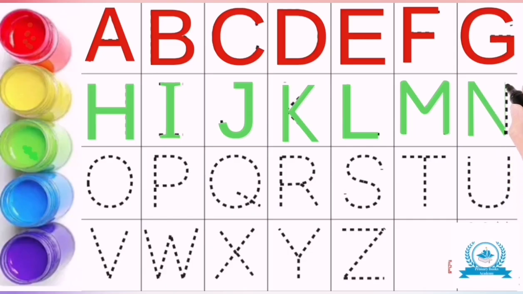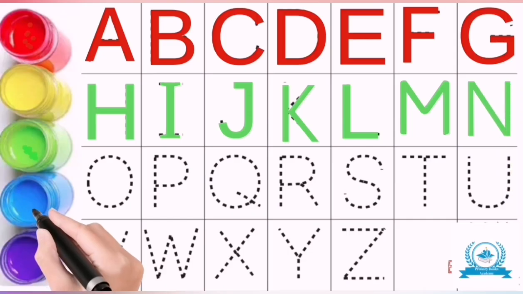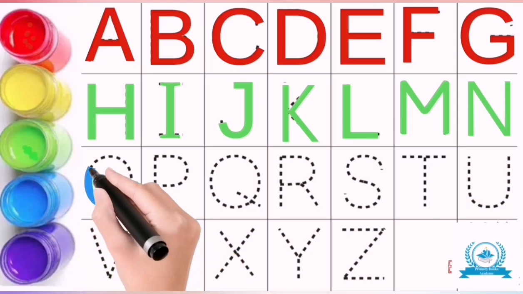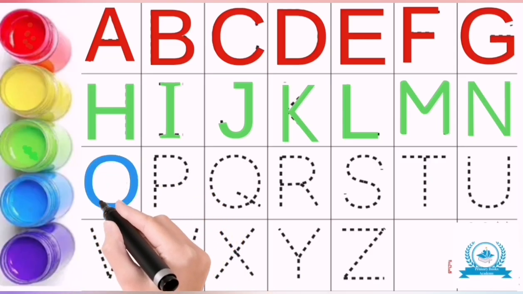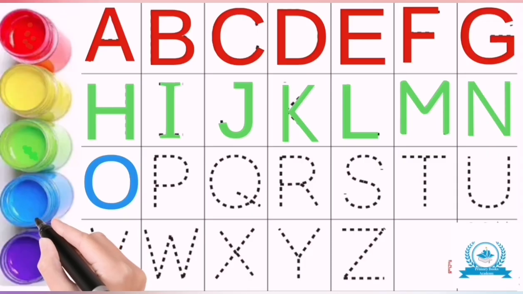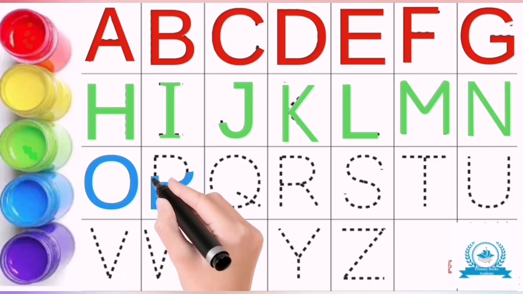O is for orange, make a circle round and round. P is for parrot, one line, one curve.